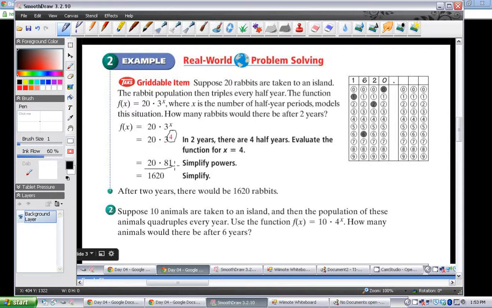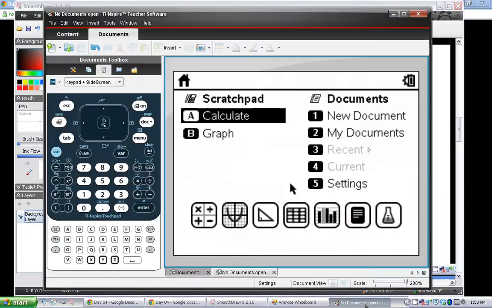On this example number 2 here, suppose 10 animals are taken to an island, and then the population of these animals quadruples, which is times 4, every year. Function f of x equals 10 times 4 to the x. How many animals would there be after 6 years? Well, we can just plug this 6 in for our x, because here x is the number of years.